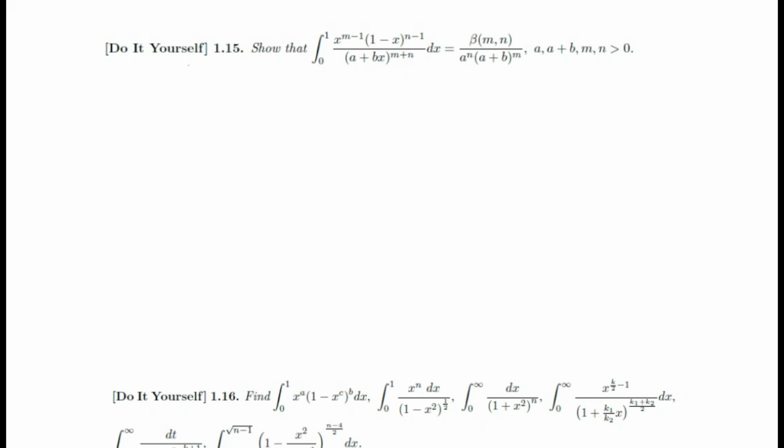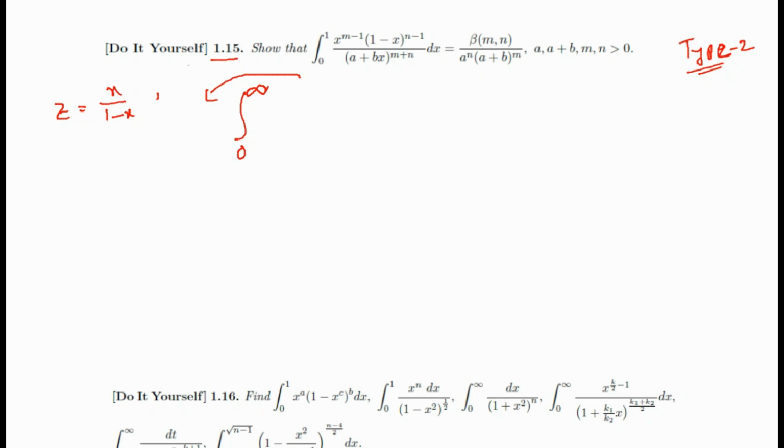Okay, next we will move to the problem 1.15. Here 0 to 1 is the limit, and as you can see this is some kind of type 2 form. But the problem is the limit is from 0 to 1, and for that reason we will use the same transformation. This is z equal to x by 1 minus x. For x equal to 0, z equal to 0, and x equal to 1, z equal to infinity.